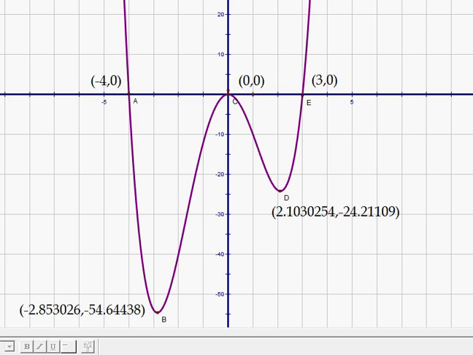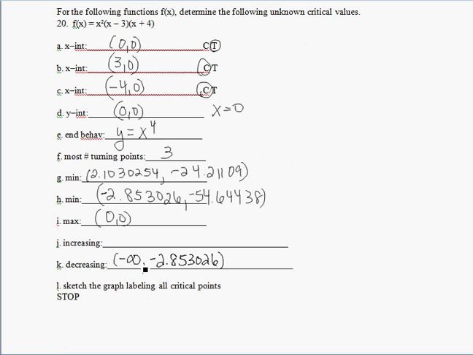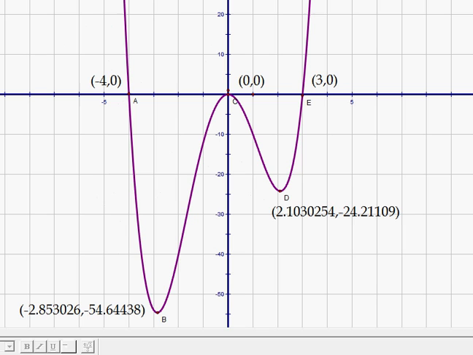So my first decreasing interval is from negative infinity to this value here. So this says I'm going from negative infinity to negative 2.853026, and my function is decreasing. That's the same thing as saying x is less than negative 2.853026. These two statements are equivalent. And then my next decreasing interval is from 0 to 2.1030254.